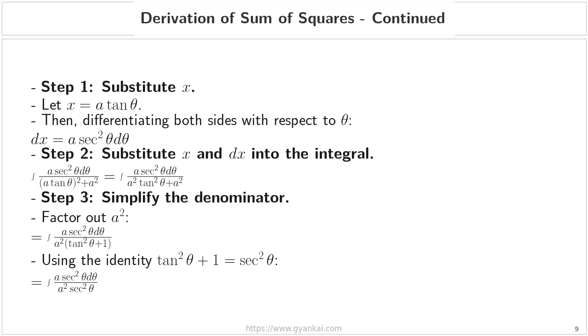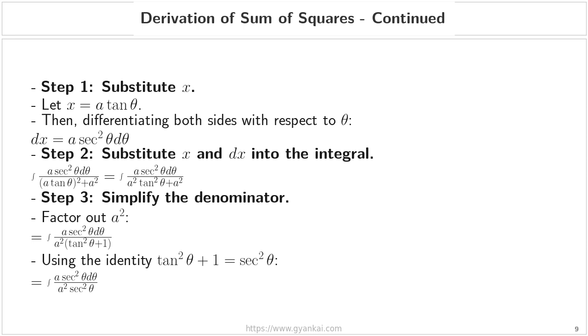Let's simplify that denominator in step 3. Notice that both terms in the denominator have an a squared in them, so we can factor out an a squared, giving us the integral of a secant squared theta d theta all over a squared times the quantity tan squared theta plus 1. And here's where a key trigonometric identity comes in handy.